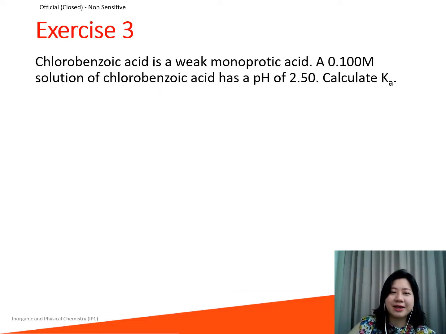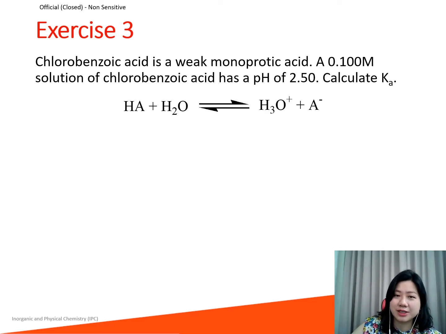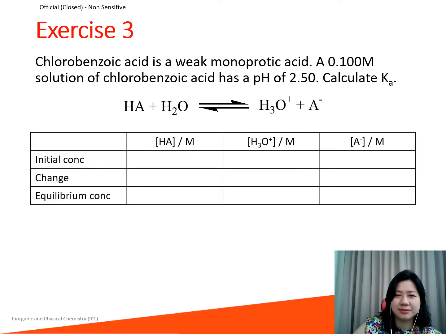Now let's try calculating the Ka of a weak acid, chlorobenzoic acid, given that a 0.1 molar solution of chlorobenzoic acid has a pH of 2.5. To solve this question, let's first write the acid dissociation equation. This is a system in equilibrium, so let's construct an ICE table.